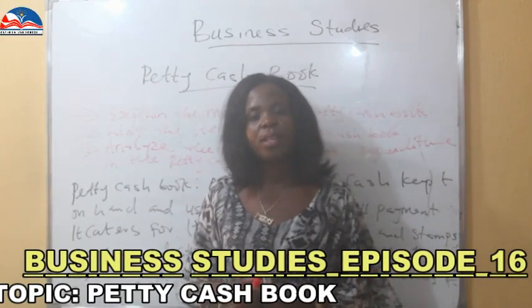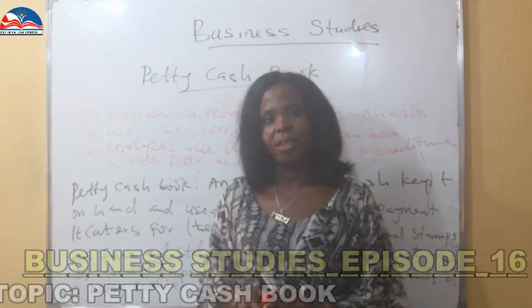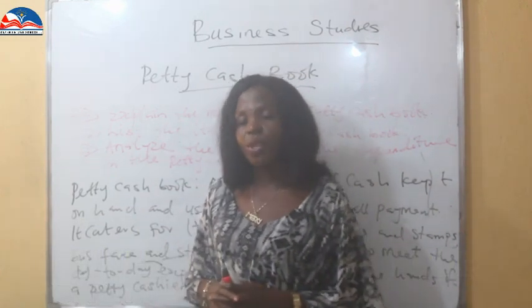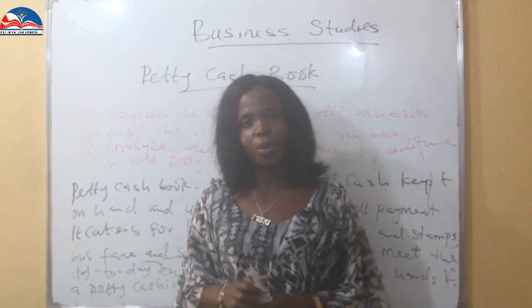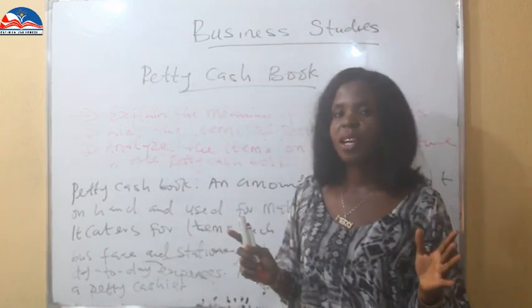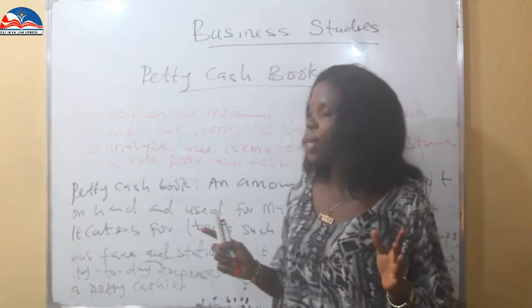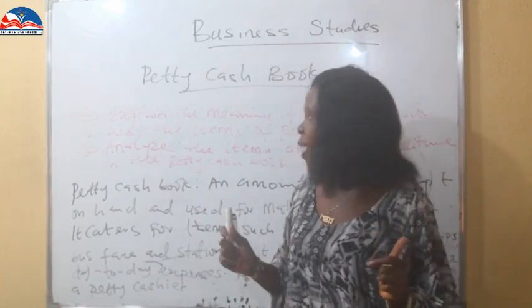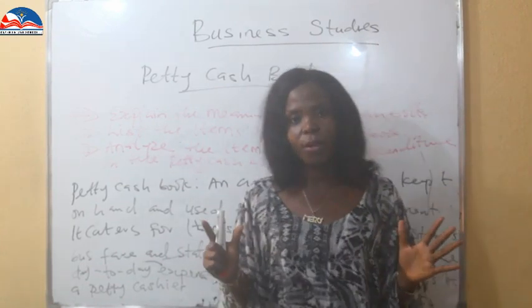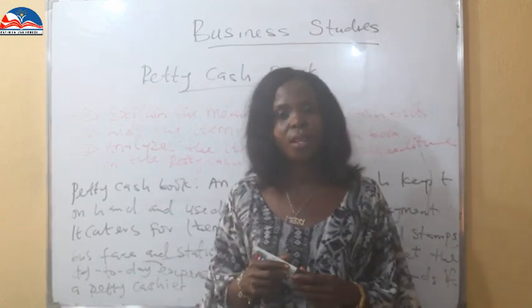Today we are taking petty cash book in our business study class. And in our class today we're going to cover three major areas under the petty cash book. First, we will explain what a petty cash book is. That's our number one objective. Then next one, we'll list the items that are found in the petty cash book. Then we analyze the items that are found on the expenditure side of the petty cash book.